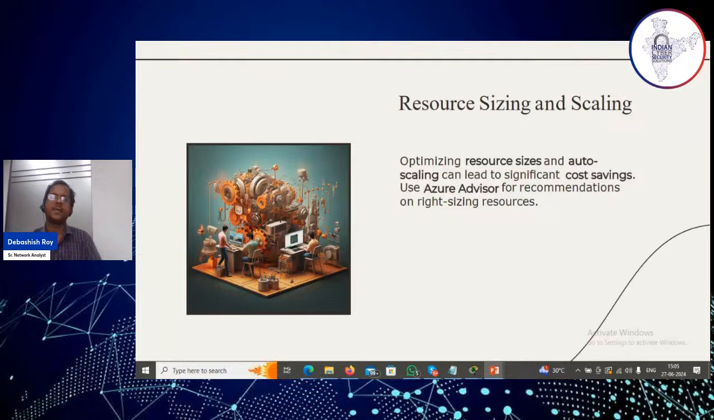Resource sizing and scaling. So, to optimize resource sizes and auto scaling can lead to significant cost savings. So, you need to plan for the number of instances that you need to run. Whenever the load is increasing, you have to go for the auto scaling. But you have to plan for that. The resource sizes and auto scaling, that can definitely lead to the significant cost saving for you. Use Azure Advisor for recommendations on right sizing resources. So you have to go for these options. There are many options in Azure that is helping you to do the cost calculation.